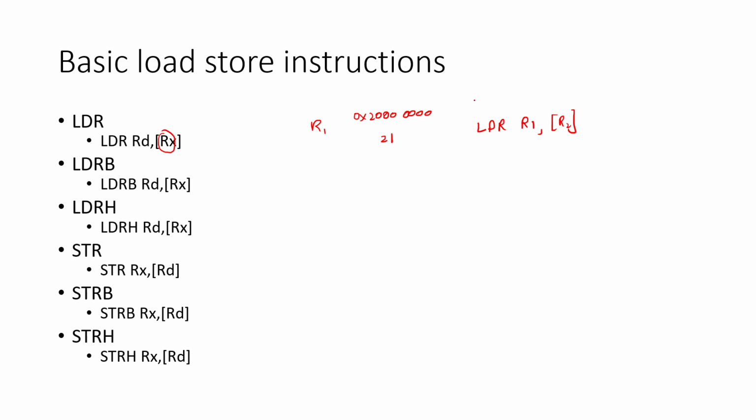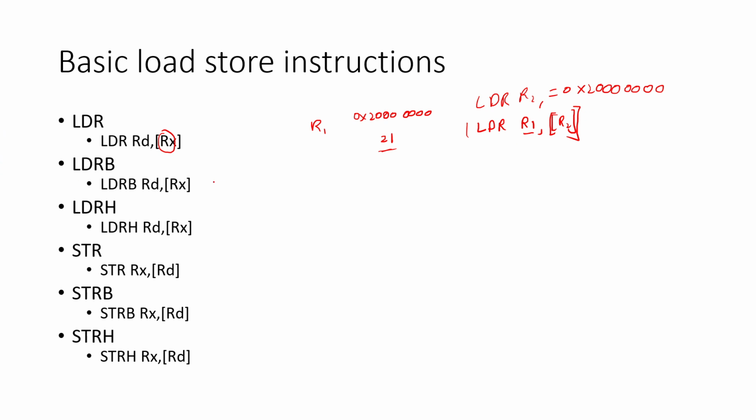So here you can write LDR R2 comma =0x20000000. So what happens now is, R2 is having the address of the value 21. Now if I want to load the value at the address of R2, I'll write LDR R1 comma [R2], so the value at the address of R2 is loaded into R1. This is the syntax for load.